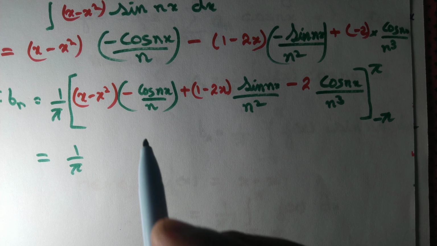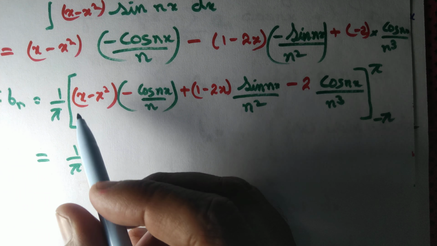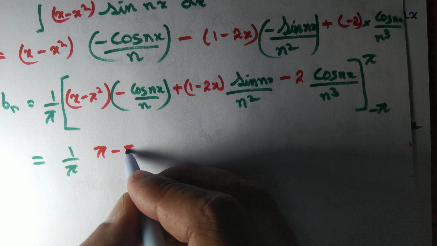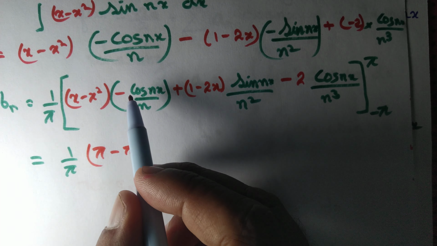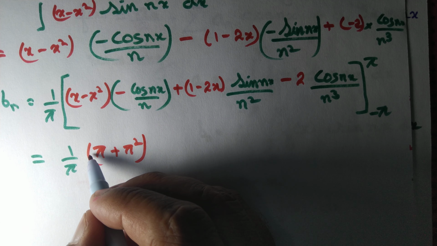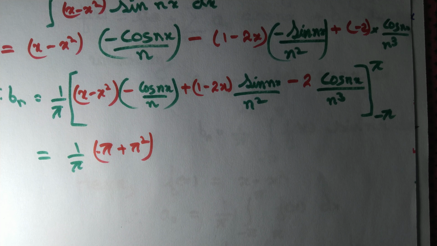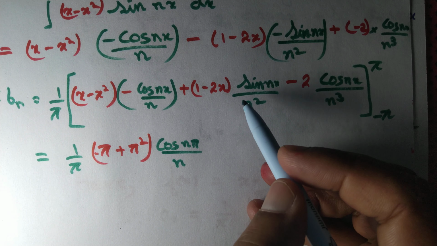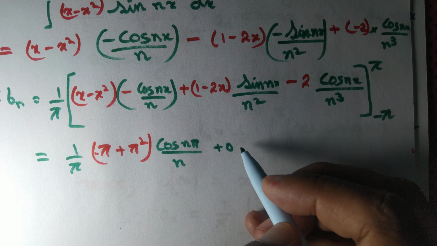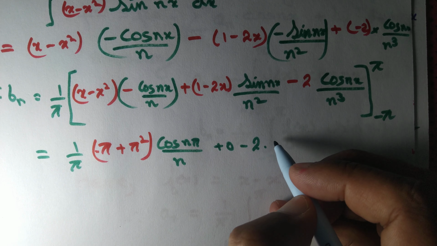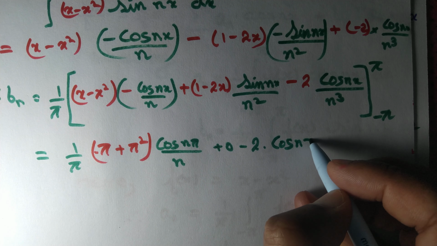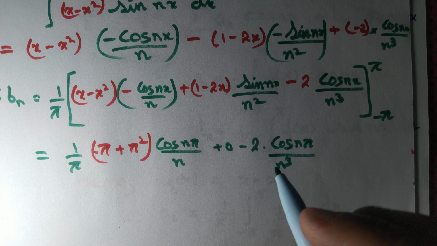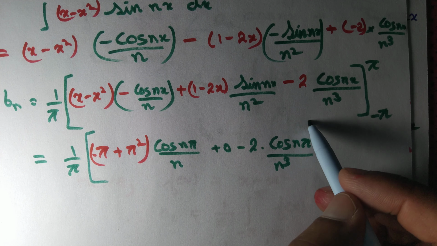Now, when we write x equal to pi, then you will get lots of expression. Pi minus pi square, minus, we can write here and make it plus, cos n pi by n. What about this one? This one is simply 0, minus 2 into cos n pi by n cube. That is the upper limit we have completed.